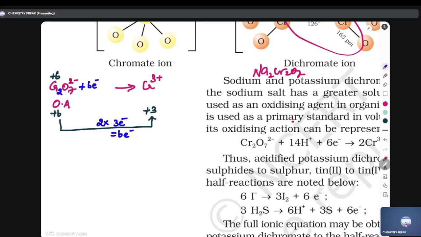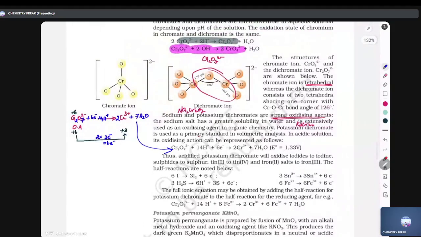more. Now, 2 chromium is balanced. There are 7 oxygen on the left side, so I have to add 7 water molecules to the right side. Now there are 14 hydrogens on the right side, so I have to add 14 H plus to the left. This is the equation. Understood? Look.